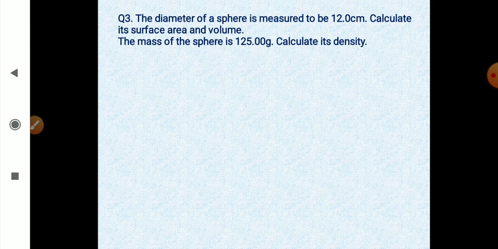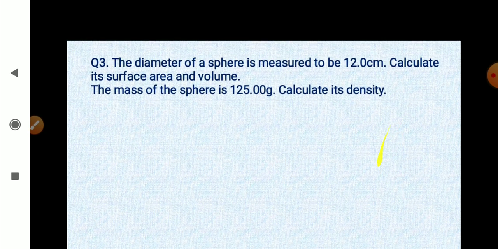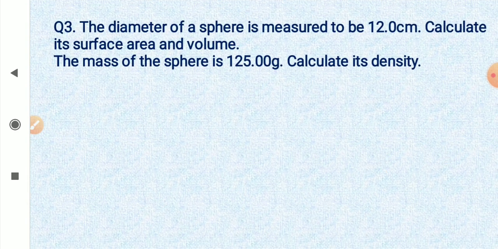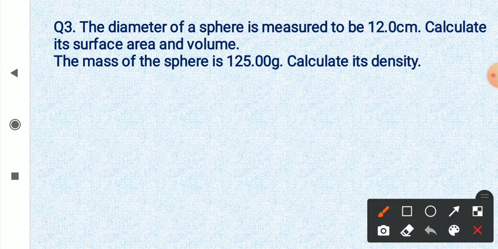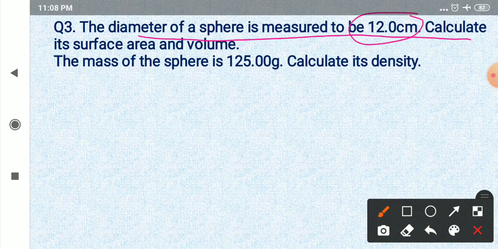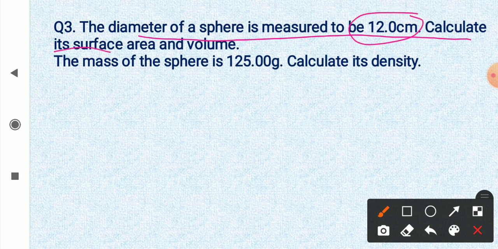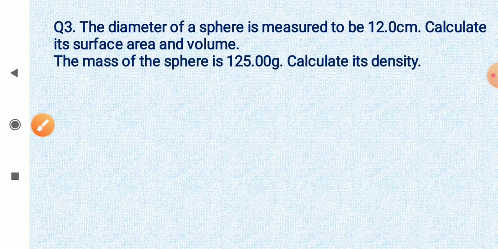One more example here. The diameter of a sphere is measured to be 12 centimeter. Calculate its surface area and volume. The mass of the sphere is 125.00 gram. Calculate its density.